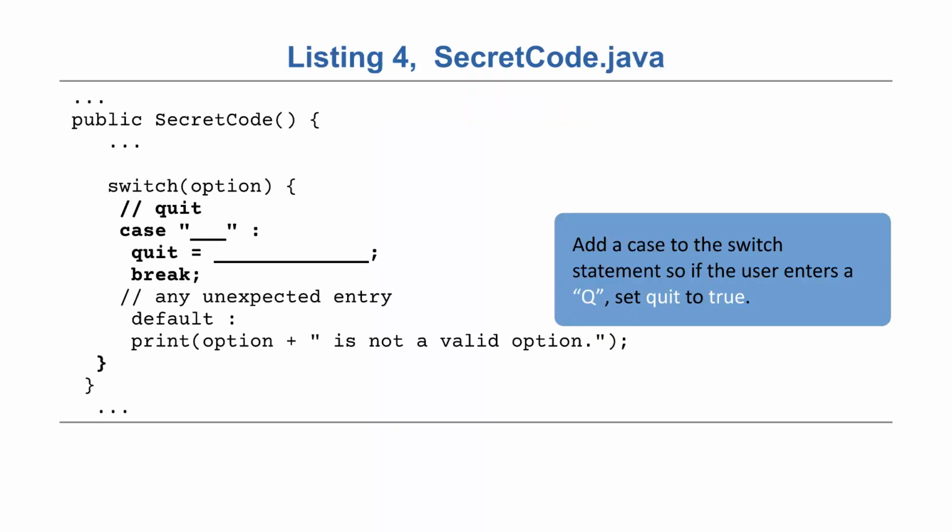Let's add some valid options. First, let's end the loop if the user enters Q to quit. Exercise 4. The quit option. Add a case to the switch statement so if the user enters a Q, set quit to true. Run it. What happened? If you entered an uppercase Q, it should not prompt for any more input.